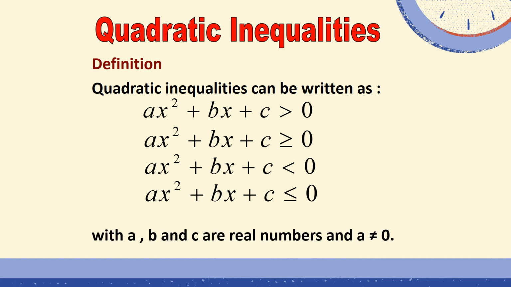So these are the definitions of quadratic inequalities. There are different types of inequalities that we have. There are four types. The first one is ax squared plus bx plus c greater than 0. The second one is ax squared plus bx plus c greater than or equal to 0. The third one is ax squared plus bx plus c less than 0. And the last one, ax squared plus bx plus c less than or equal to 0. So a, b, and c must be real numbers, and a cannot be equal to 0.